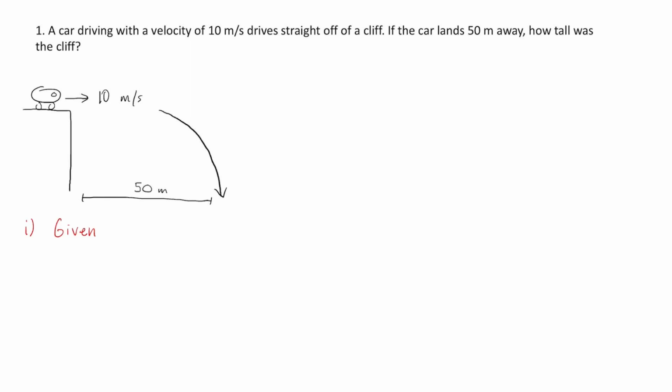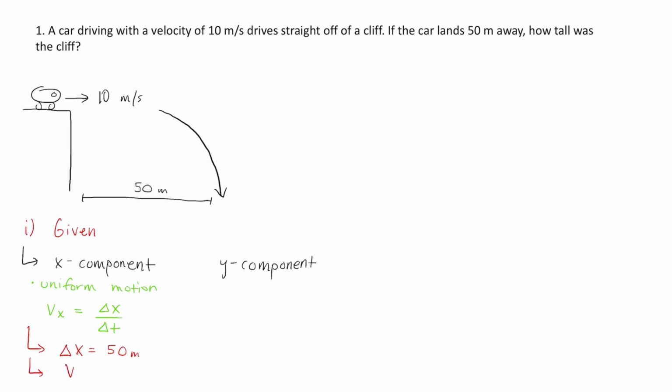Now, the first thing we want to do is look at what was given. And remember, when we're dealing with projectile motion, we have an x component and a y component. The x component is uniform motion, which means we can use our uniform motion equation that says Vx is equal to delta x divided by delta t. We know delta x is equal to 50 meters and Vx is equal to 10 meters per second.